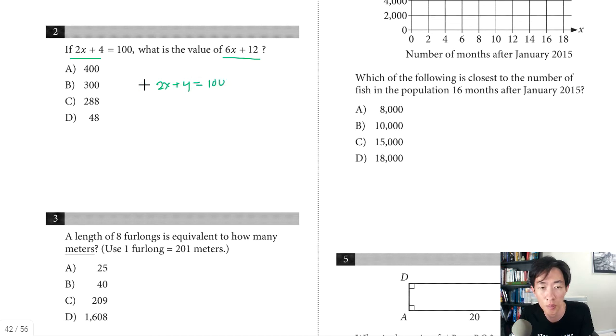We're going to multiply both sides by 3, and 2x plus 4 times 3 is going to get 6x plus 12. The right side becomes 300, and that gets us to our answer automatically, and we didn't even have to solve for x. So just be on the lookout for shortcuts like that, because on more difficult problems, it'll save you a lot of time.